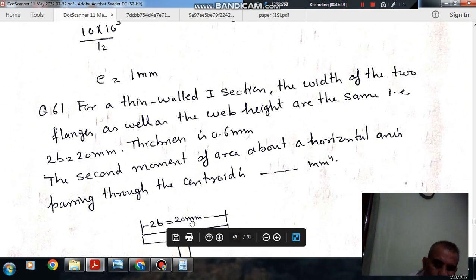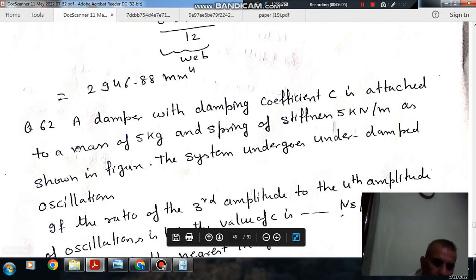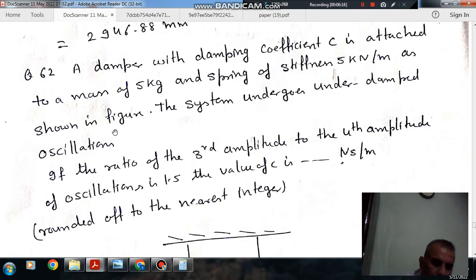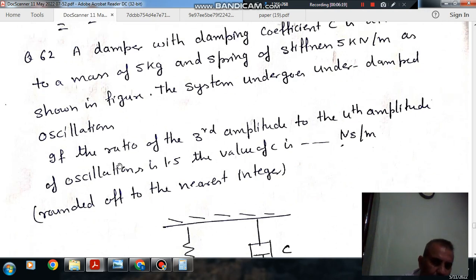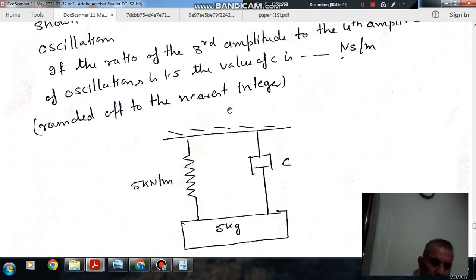Okay, next: a damper with damping coefficient C is attached to a mass of 5 kg and a spring of stiffness 5 kilonewton per meter, as shown in the figure. The system undergoes underdamped oscillation. If the ratio of third amplitude to the fourth amplitude of oscillation is 1.5, the value of C is dash Newton second per meter, rounded to the nearest figure.